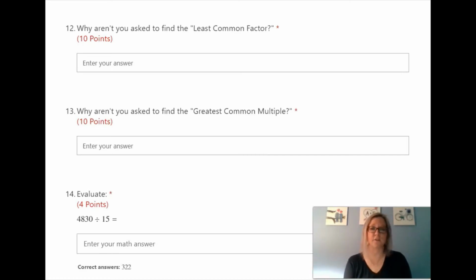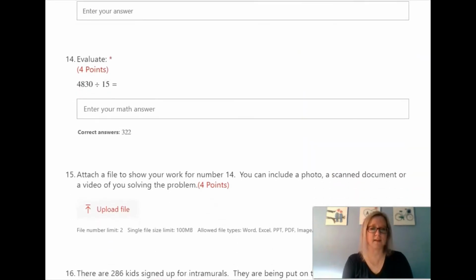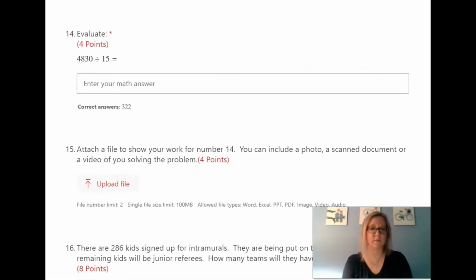So number 13, why aren't you asked to find greatest common multiple? Well, multiples go on forever and ever to infinity, so it's literally impossible to get to the greatest multiple that 2 numbers would have in common. All right, problem number 14 and 15 were related to each other because 14 asked you to solve the problem and 15 asked you to attach a file that would show your work.